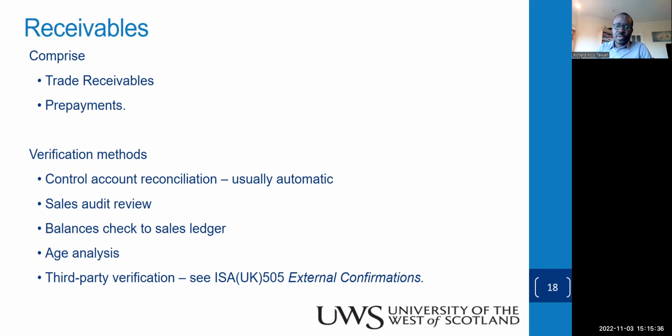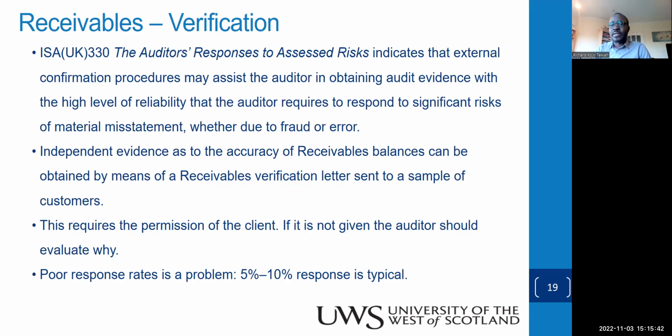ISA 505 also requires us to undertake external confirmations, third-party verification. So we normally do this at the planning stage, where we send out confirmation circularizations, debtor circularizations, so that the debtors could sign off and say that, yes, we owe the company this much. Now, under ISA 330, it doesn't really call upon us to do a circularization or third-party confirmation, but it is very important for us to follow through that there could be risk assessed.